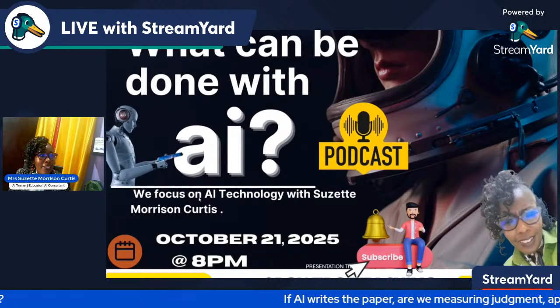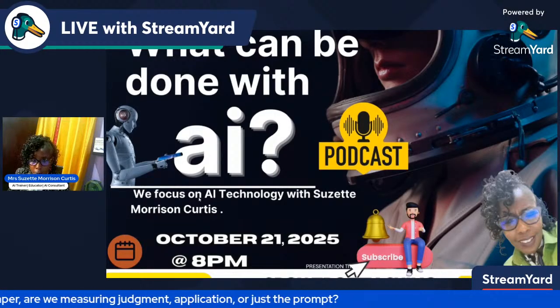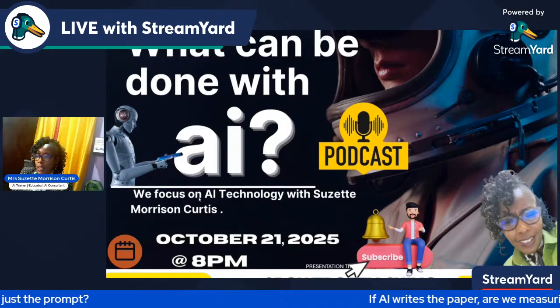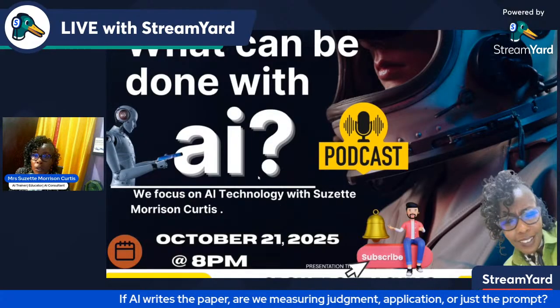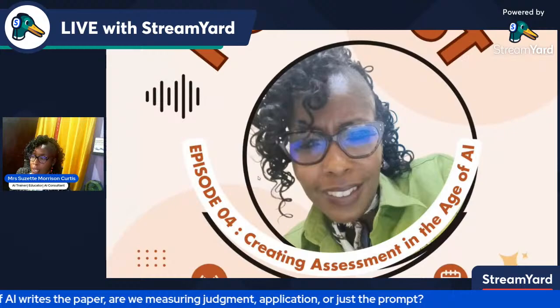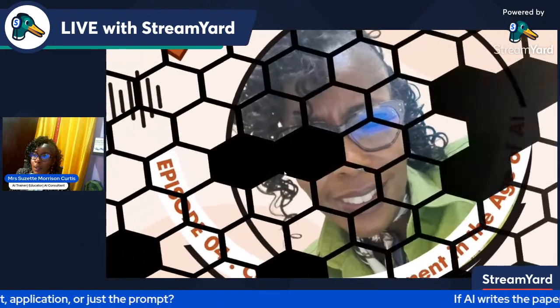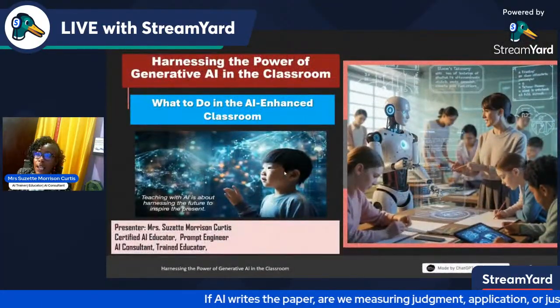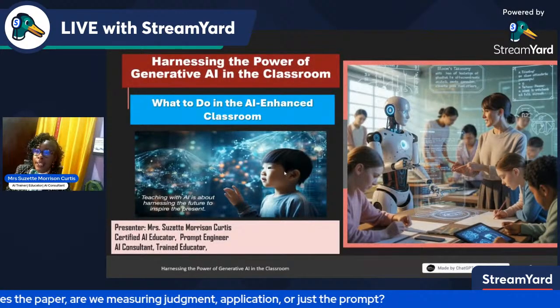And today's podcast basically asks, what can be done with AI? It's a good question. It's very good. What can be done with AI? I will be focusing on AI technologies with myself throughout this week, throughout the sessions. So let's go. This episode is creating assessments in the age of AI: harnessing the power of generative AI in the classroom. It's a very relevant topic. What do we do in the AI-enhanced classroom?